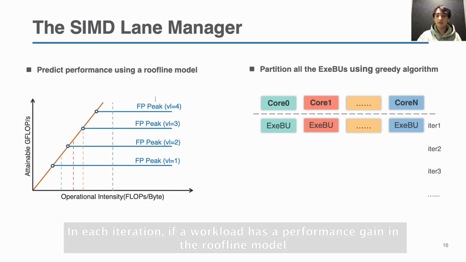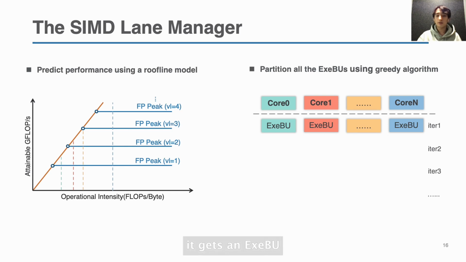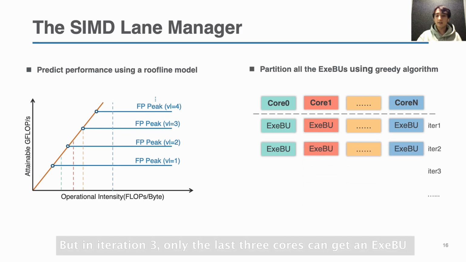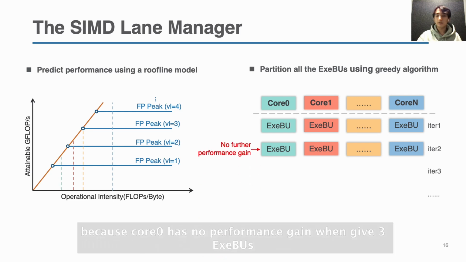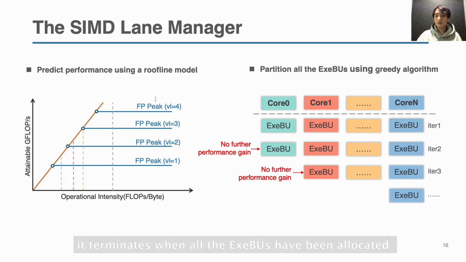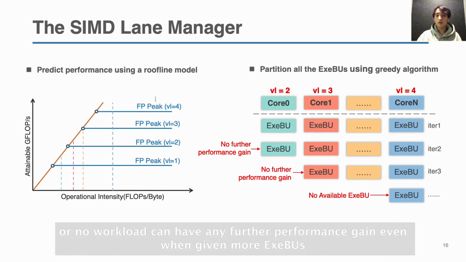In each iteration, if a workload has a performance gain in the roofline model, it gets an execution basic unit. For example, in iteration 2, all the calls get an execution basic unit. But in iteration 3, only the last 3 calls can get an execution basic unit because call 0 has no performance gain. Finally, it terminates when all execution basic units have been allocated, or no workload can have further performance gain even when given more execution basic units.